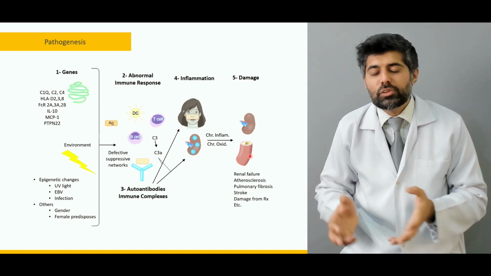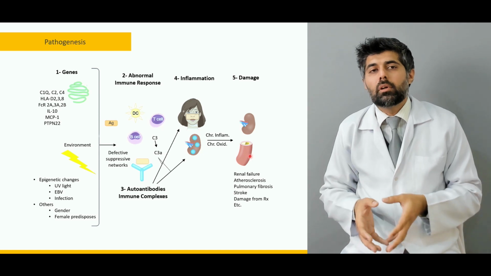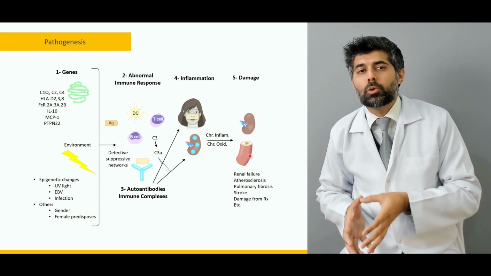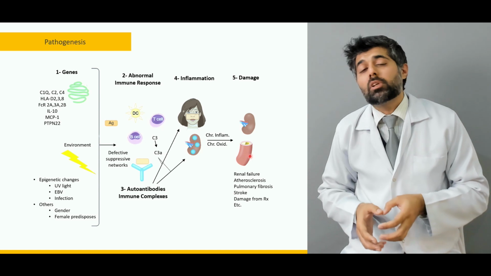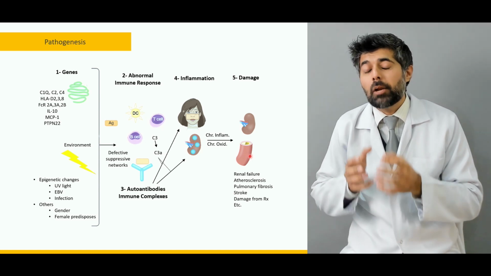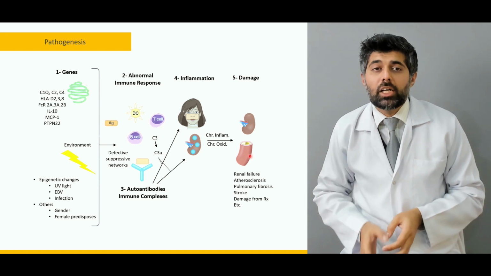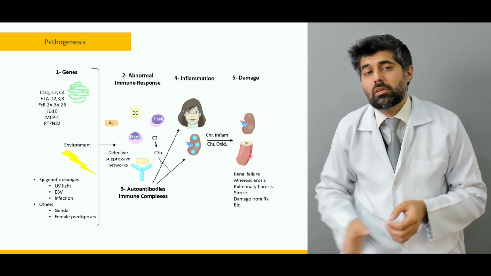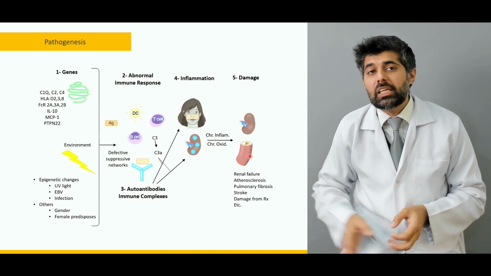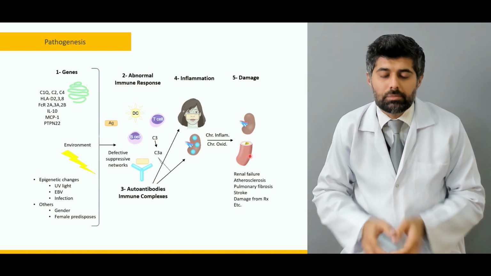So a lot of scenarios can happen, but one thing is for sure, that an abnormal immune response and abnormal and persistent immune complexes will give rise to chronic inflammation, which then permanently damages the organs.